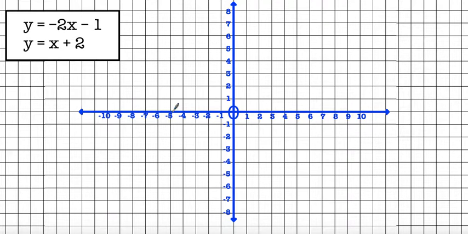For our first equation, y is equal to negative 2x minus 1, we know that our slope is negative 2. If it makes it easier, we could put that over 1, so we know our rise and our run. Then here we have our y-intercept, which is negative 1. I'm going to start off by plotting our y-intercept. Since it's negative 1, that means it crosses our y-axis at negative 1.